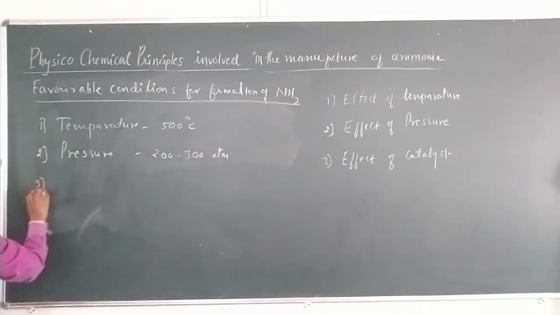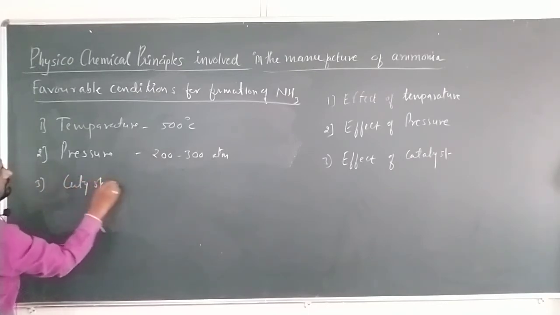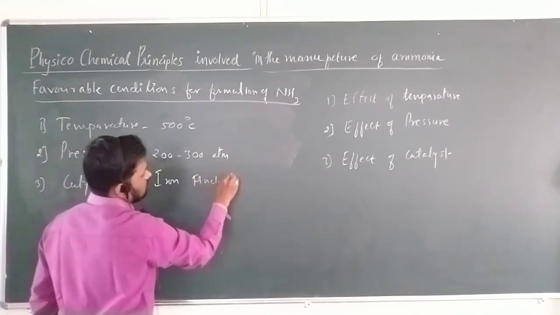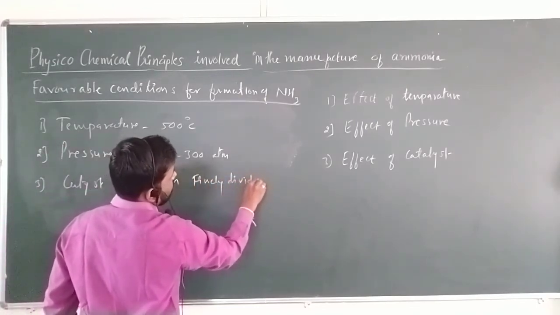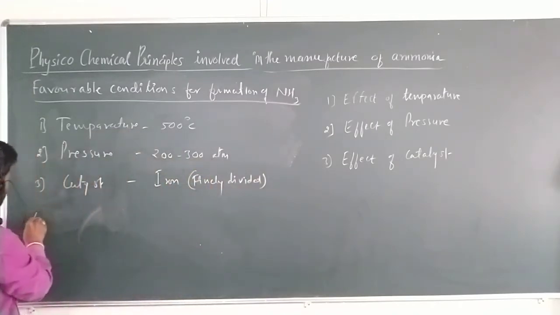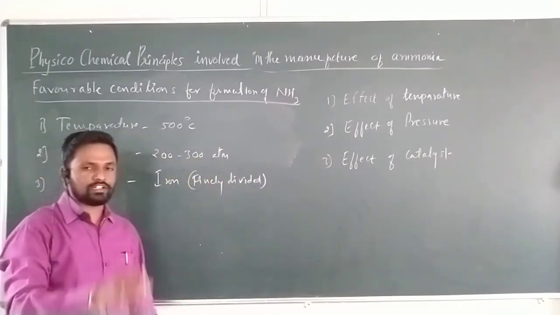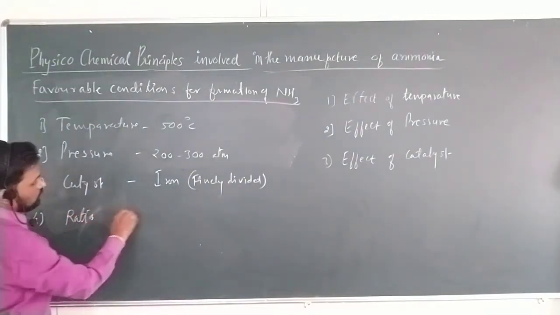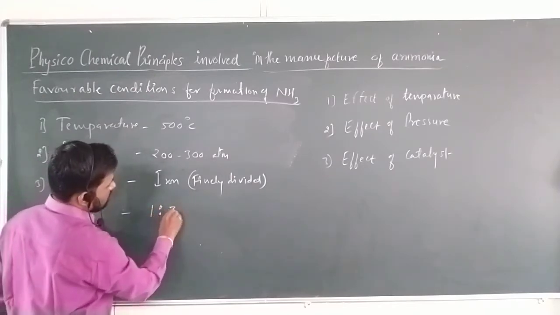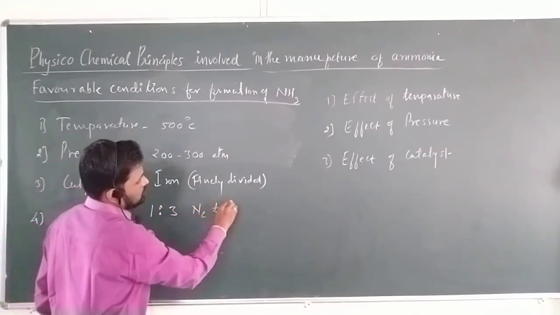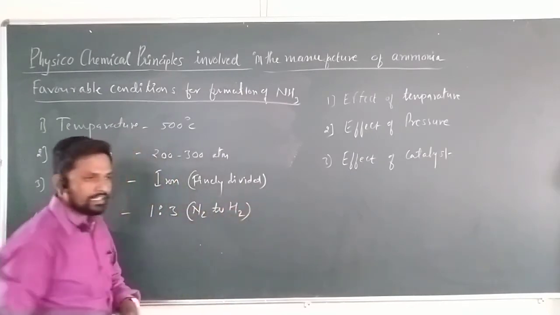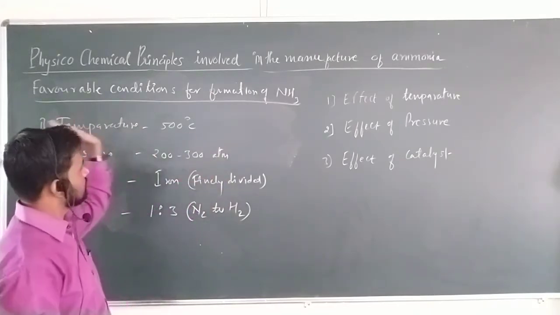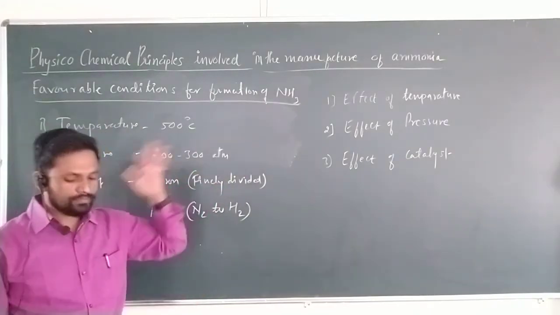And what catalyst do we use here? The catalyst is iron, that is finely divided. This is very important: finely divided iron catalyst. And what is the ratio for the raw materials? That is nitrogen to hydrogen, the ratio is 1:3 by volume, that is N2 to H2. These are the very important requirements or conditions for the formation of ammonia after studying these physicochemical properties of the manufacture of ammonia.